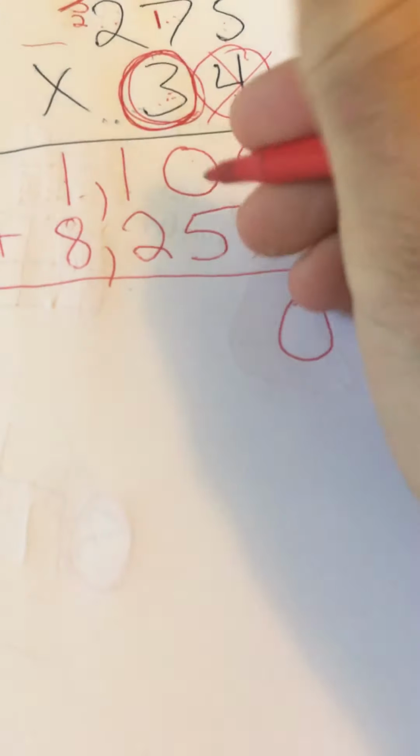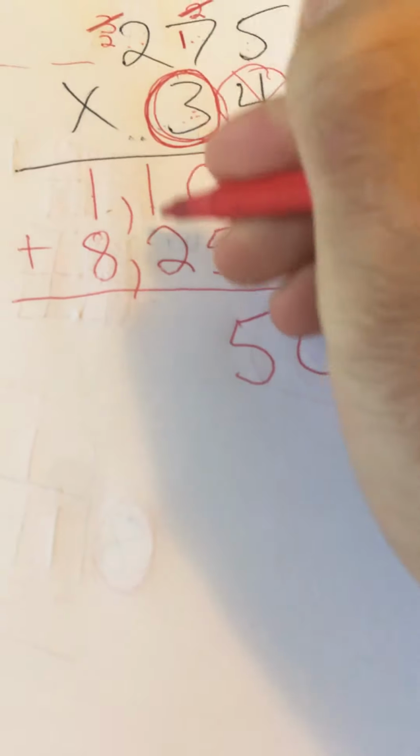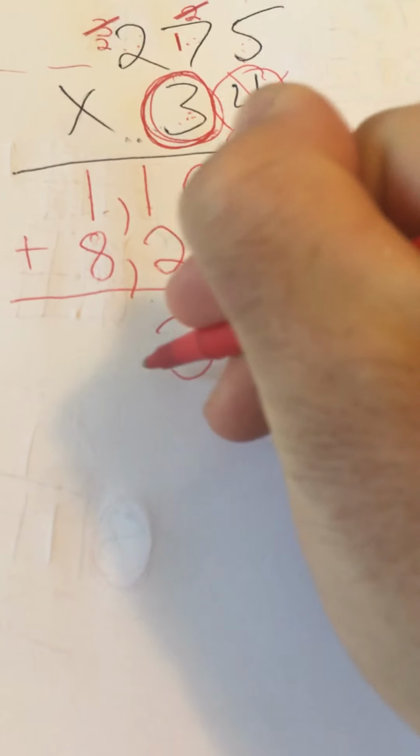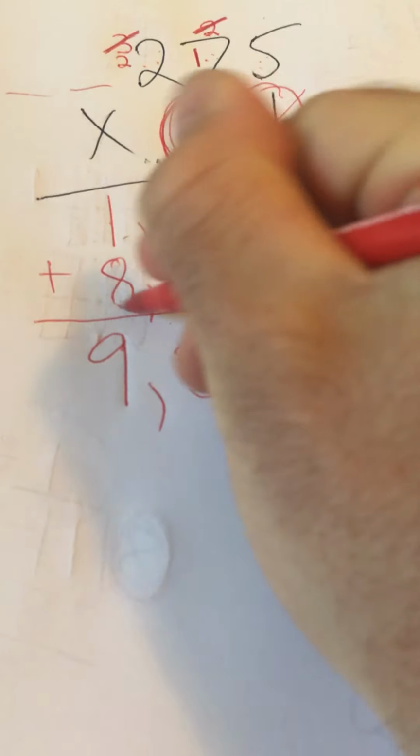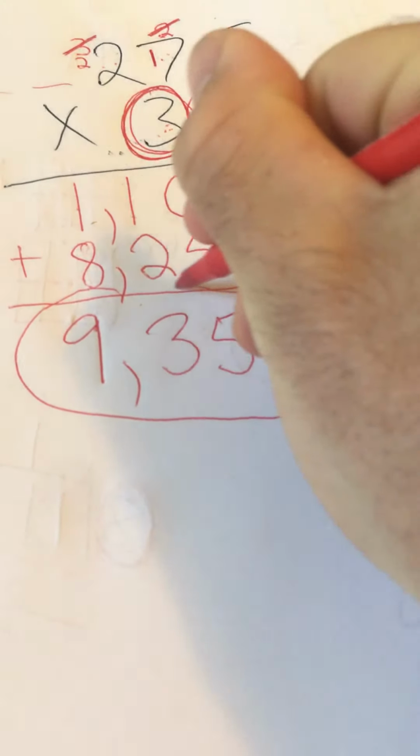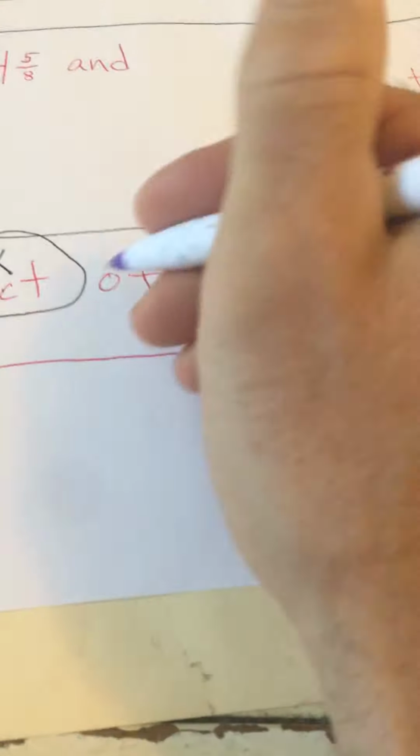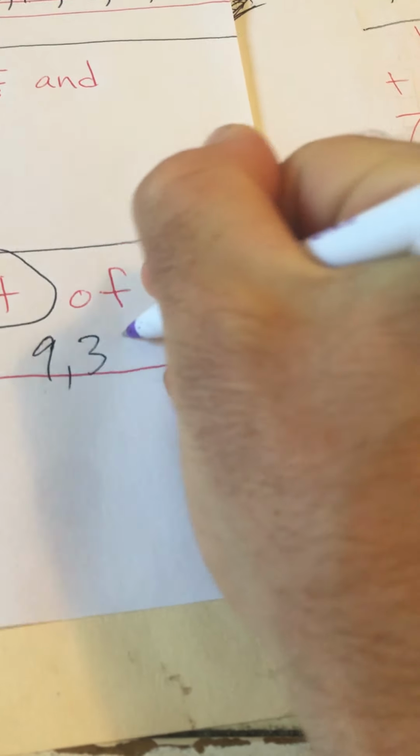0 plus 0, 0 plus 5, 2 plus 1, and 8 plus 1 is 9. So the answer is 9,350. And that is the product of 275 and 34.